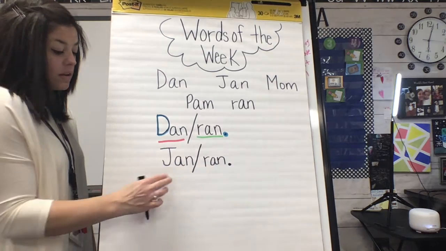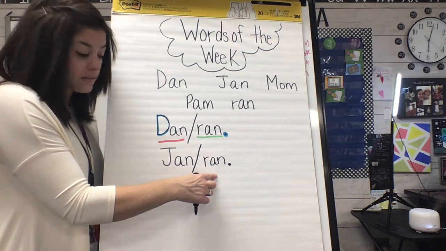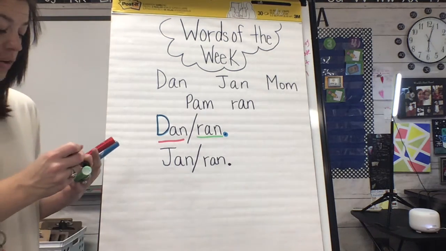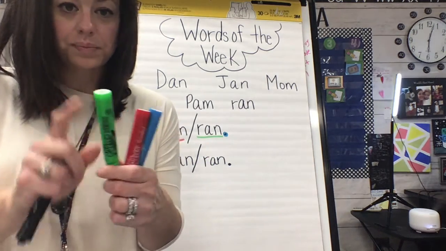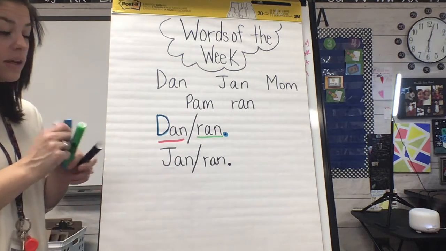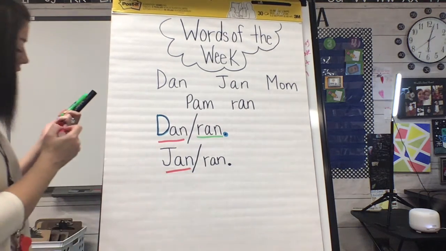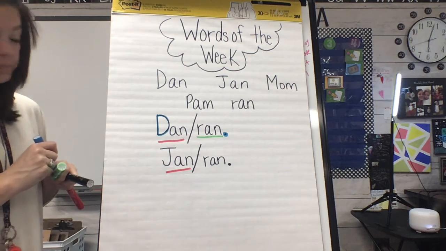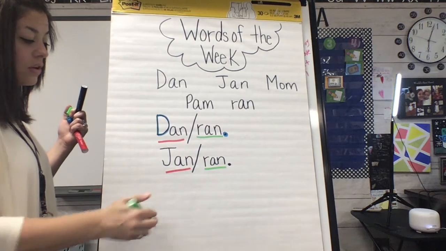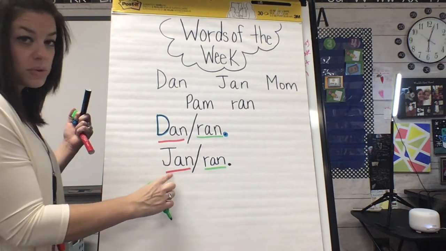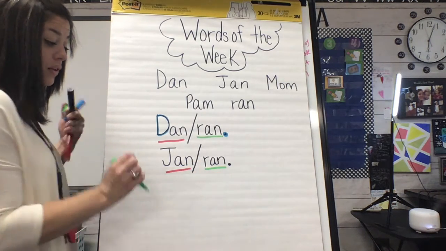Jan ran. Jan is our subject. She's our who. Ran is our predicate. That's what they did. So we're going to get our 3 colors. Remember, you need blue, red, and green. And we're going to underline in red who we're talking about. Well, we're talking about Jan. And what did Jan do? She ran. And so we're going to underline what she did in green. So Jan is our subject, which we underlined in red. Ran is our predicate, which is what we did, and we underline that in green.